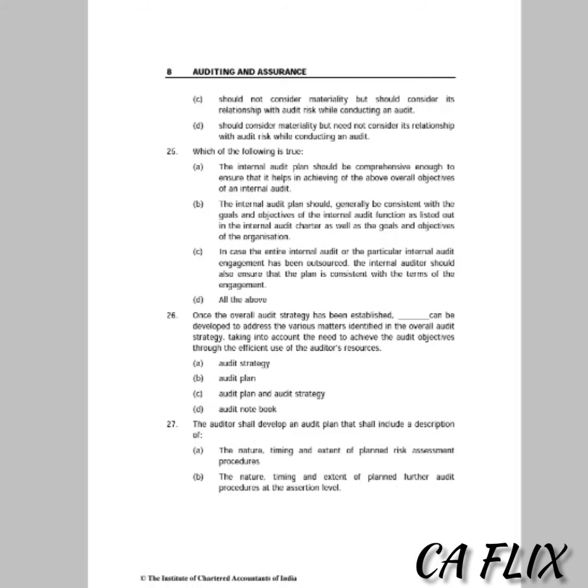Question 26. Once the overall audit strategy has been established, dash can be developed to address the various matters identified in the overall audit strategy, taking into account the need to achieve the audit objective through the efficient use of audit resources. Option A, audit strategy. Option B, audit plan. Option C, audit plan and audit strategy. Option D, audit notebook.